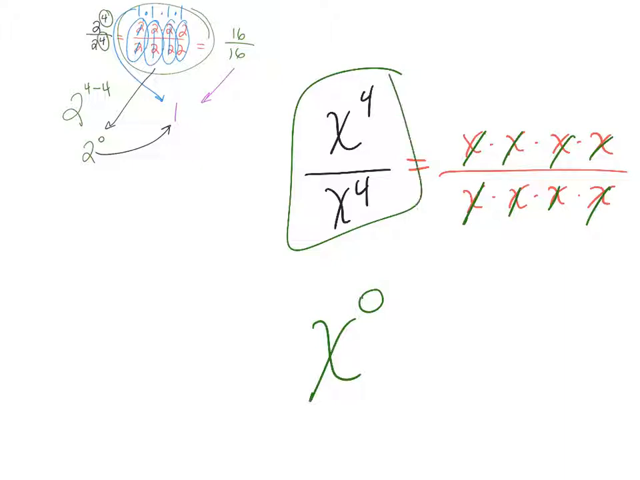Well, anything divided by its same exact self is equal to 1. So therefore, if you have nothing of an item left in your fraction, you actually have the value of 1 left. Because it doesn't matter what x is equal to. If it was equal to 1 billion, 1 billion to the power of 4 divided by 1 billion to the power of 4 is going to give you 1, because anything divided by itself is 1.